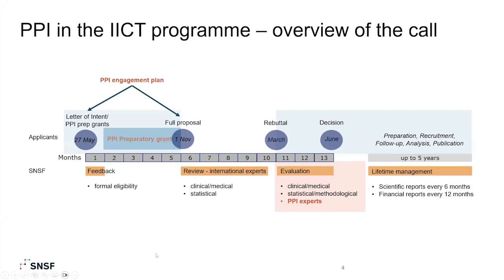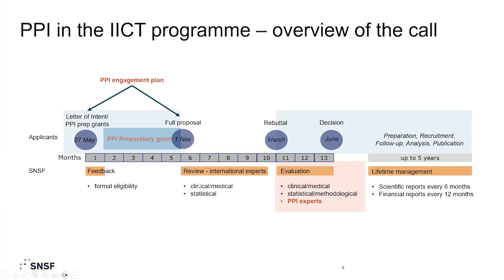This overview was already explained by Sandra previously. So you heard that the deadline for the letter of intent this year will be 27th of May. We will give you, from the SNSF side, feedback on the letter of intent, mainly concerning formal eligibility of the applicants and also of the institutions that are involved in the proposal. During July to the end of August, the PPI preparatory grant is there to foster the interactions with the PPIs in the preparation of the full proposal, which you have to submit by 1st of November.